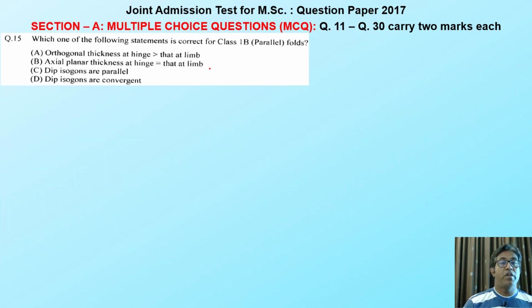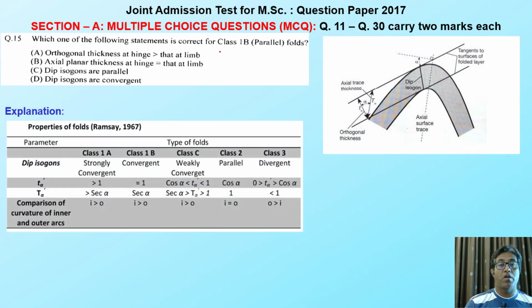Which of the following statements is correct for class 1B parallel fold? If I'm talking about the class 1B parallel fold, it is related to your Ramsey classification. If it is related to Ramsey classification, you have one table here where we have the classification of Ramsey based on dip isogons and the axial trace thickness as well as orthogonal thickness, and the last one is the comparison of the curvature of inner and outer arc.